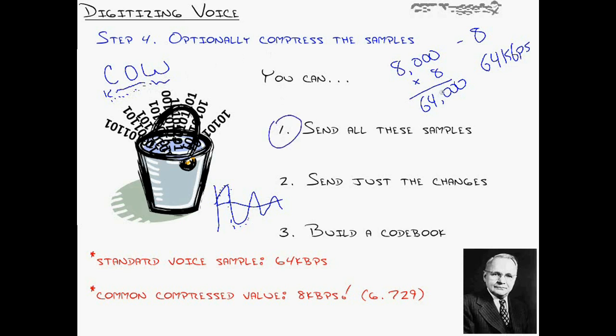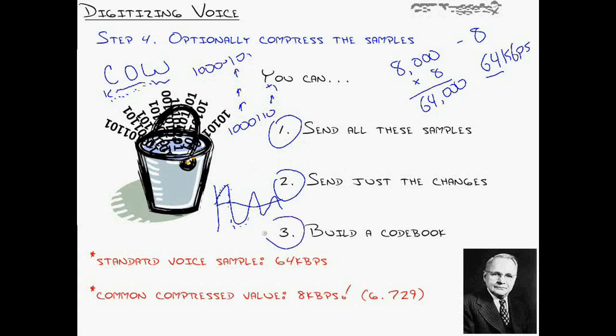Send all the samples. That's what we've been doing up till now, and that's what consumes 64 kilobits per second. Or you can send just the changes in the samples. For example, if the first sample looks like 110000101, the next sample is identical, and then maybe the next sample goes to 1000110, up by 1 or something like that. You can just say, okay, we did a +1. Send just the changes, consuming less bandwidth.